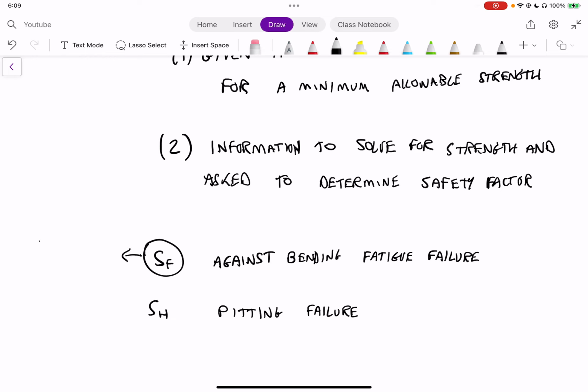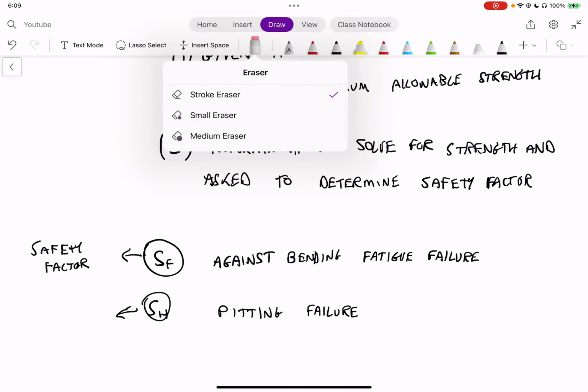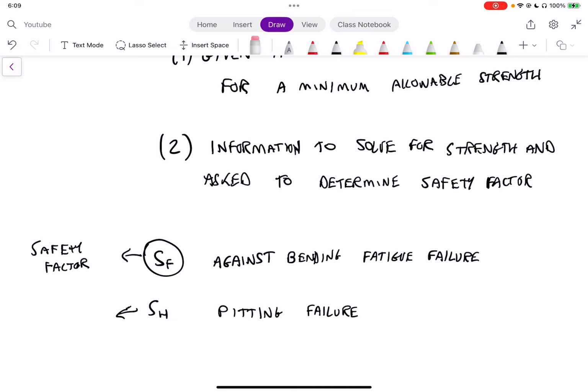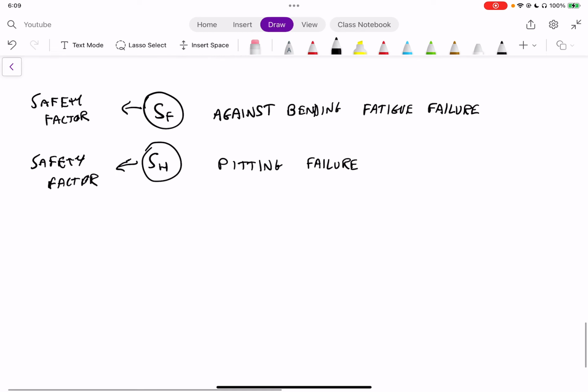Okay, so this is the safety factor. S sub F and S sub H are safety factors based on the strength. The strength is actually a different term, so that's a correction to what I just said, but hopefully it'll make sense. So these two are safety factors, and we can write our safety factors as S sub F is equal to S sub T times Y sub N over K sub T K sub R divided by sigma bending.